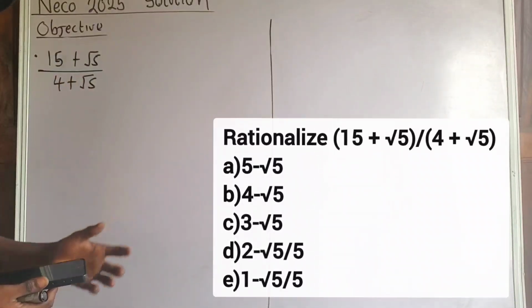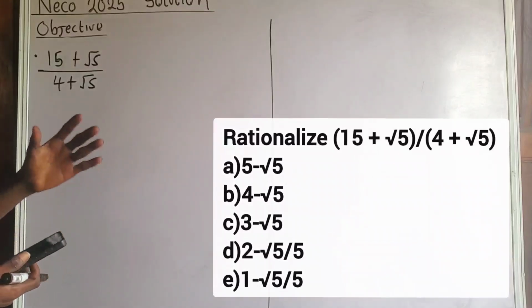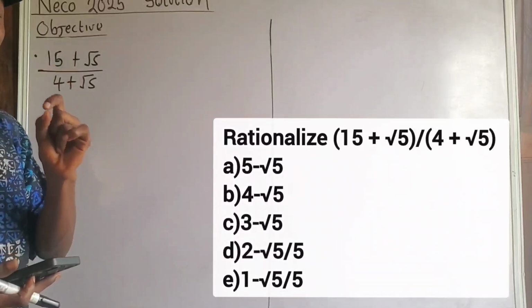Okay, so if you want to rationalize this, you are going to multiply both the numerator and the denominator by the conjugate of the denominator.